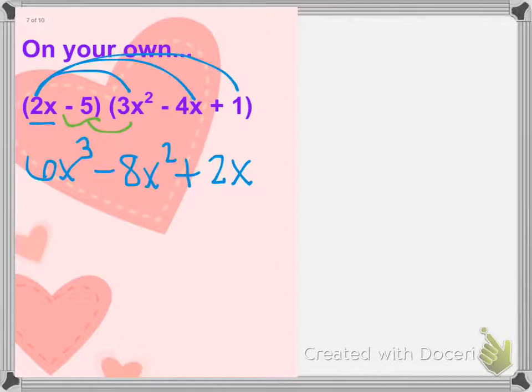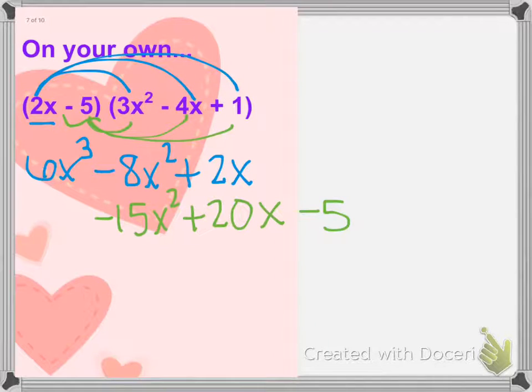that. Remember, I'm going to move down and over. Negative 5 times 3 is a negative 15, x squared. Negative 5 times negative 4 is a positive 20x. Negative 5 times 1 is a negative 5.